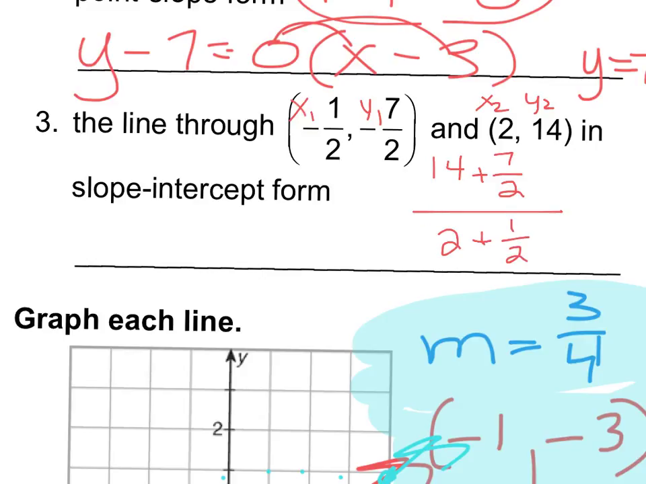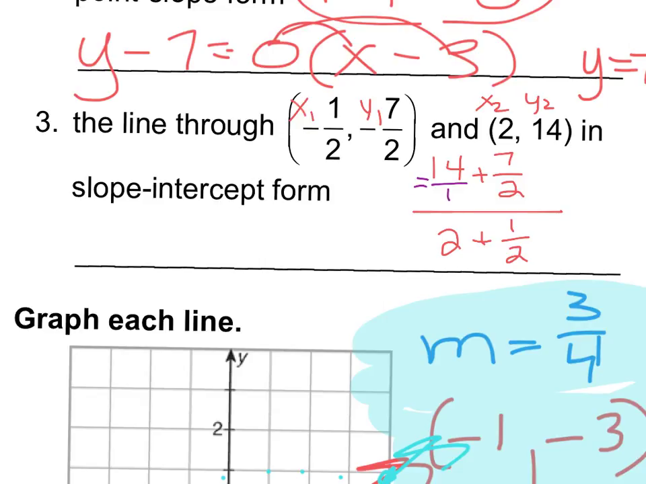Wait, why would it be -14? It's y2 minus y1. We don't change the sign on it. We're only changing the sign on the second one because it's minus a negative. So then it becomes positive. So now I need to change them so they have the same denominator, right? So 14 over 1 becomes what over 2?